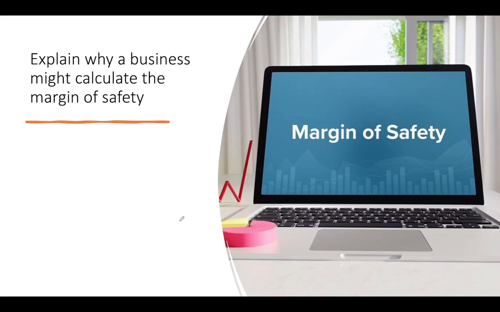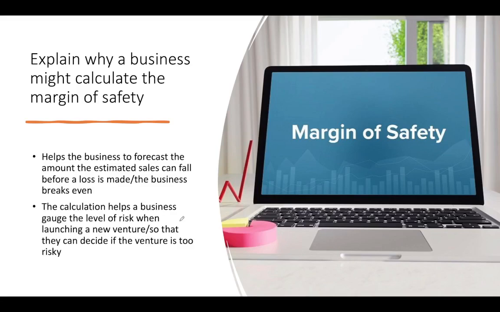Explain why a business might calculate the margin of safety. So we're thinking about what is the margin of safety, what is the formula of margin of safety, and then we're thinking about how we could explain. This could be a 4-mark question in paper 2. It could be an 8-mark, assess the likely value of margin of safety to a company. Remember, Edexcel need to test roughly 20% of the paper to do with quantitative skills, so they need to ask you calculate questions. So here we go.